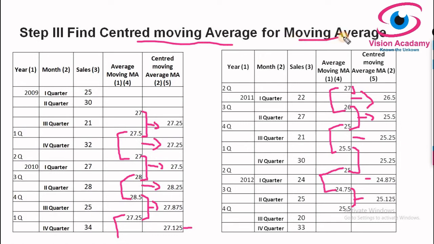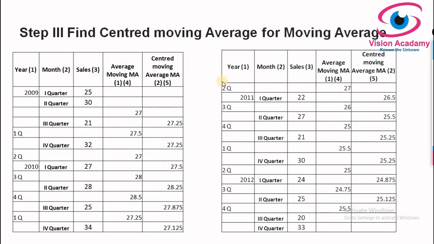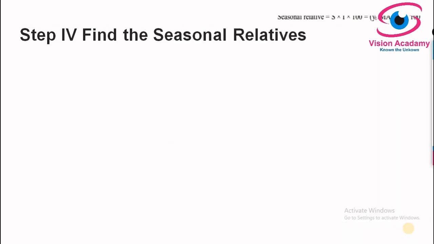For the centered moving average, we need to consider the moving average. By this way we have also finished step number 3. After finding the centered moving average, let us proceed to find the seasonal relatives for the centered moving average and the old values. For seasonal relatives, I have already told you the formula: Yt, the old value given in the problem, divided by the centered moving average, into 100.